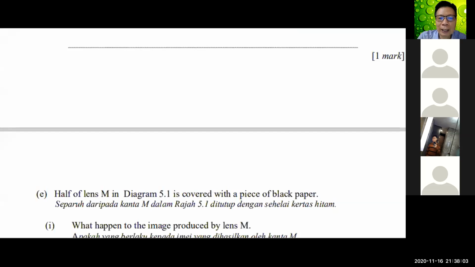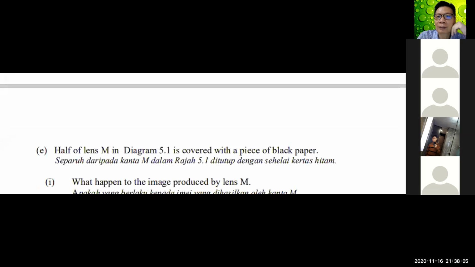Oh, now they ask you what happened to the image. Who wants to give answer? If you don't want to talk, you can type. No image form, Law says no image form. No, no, no.